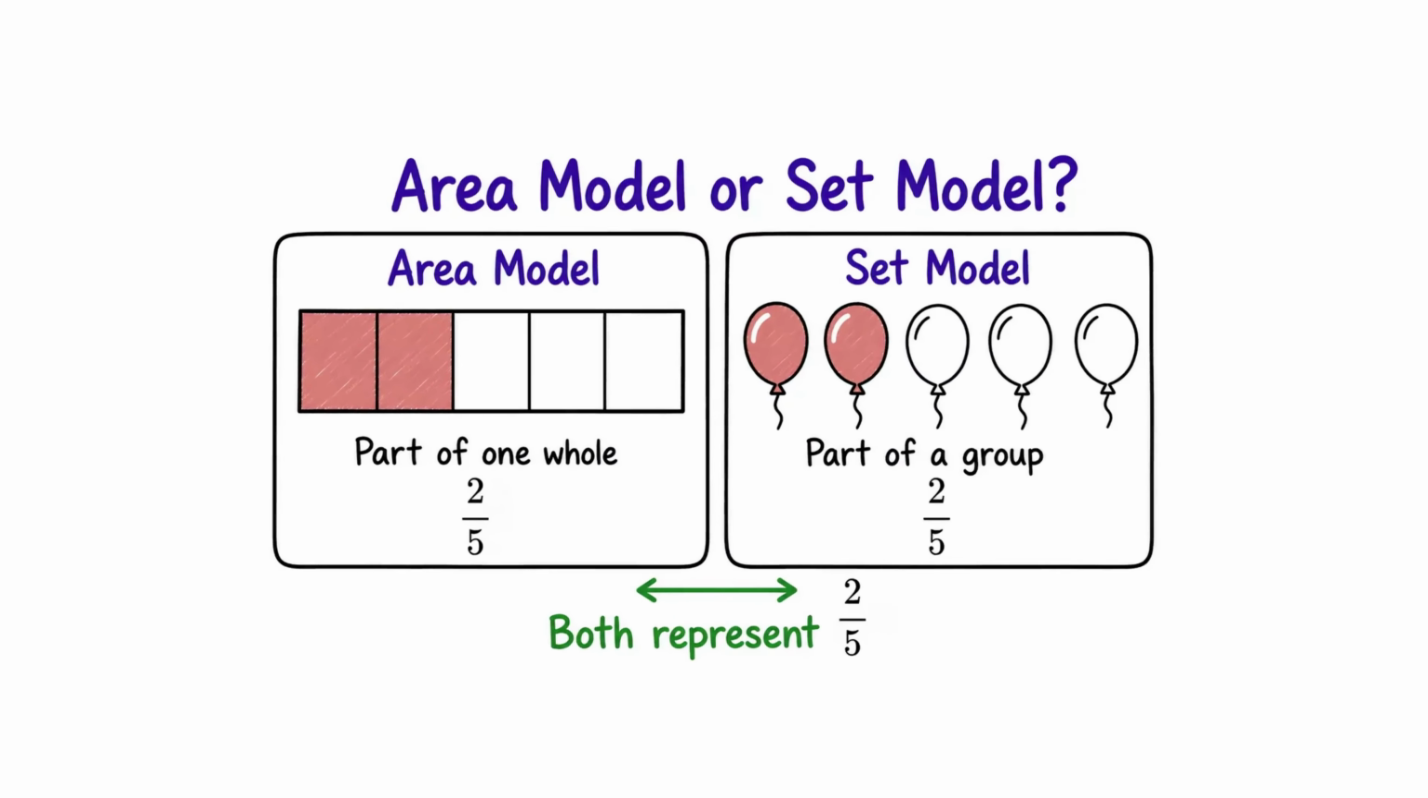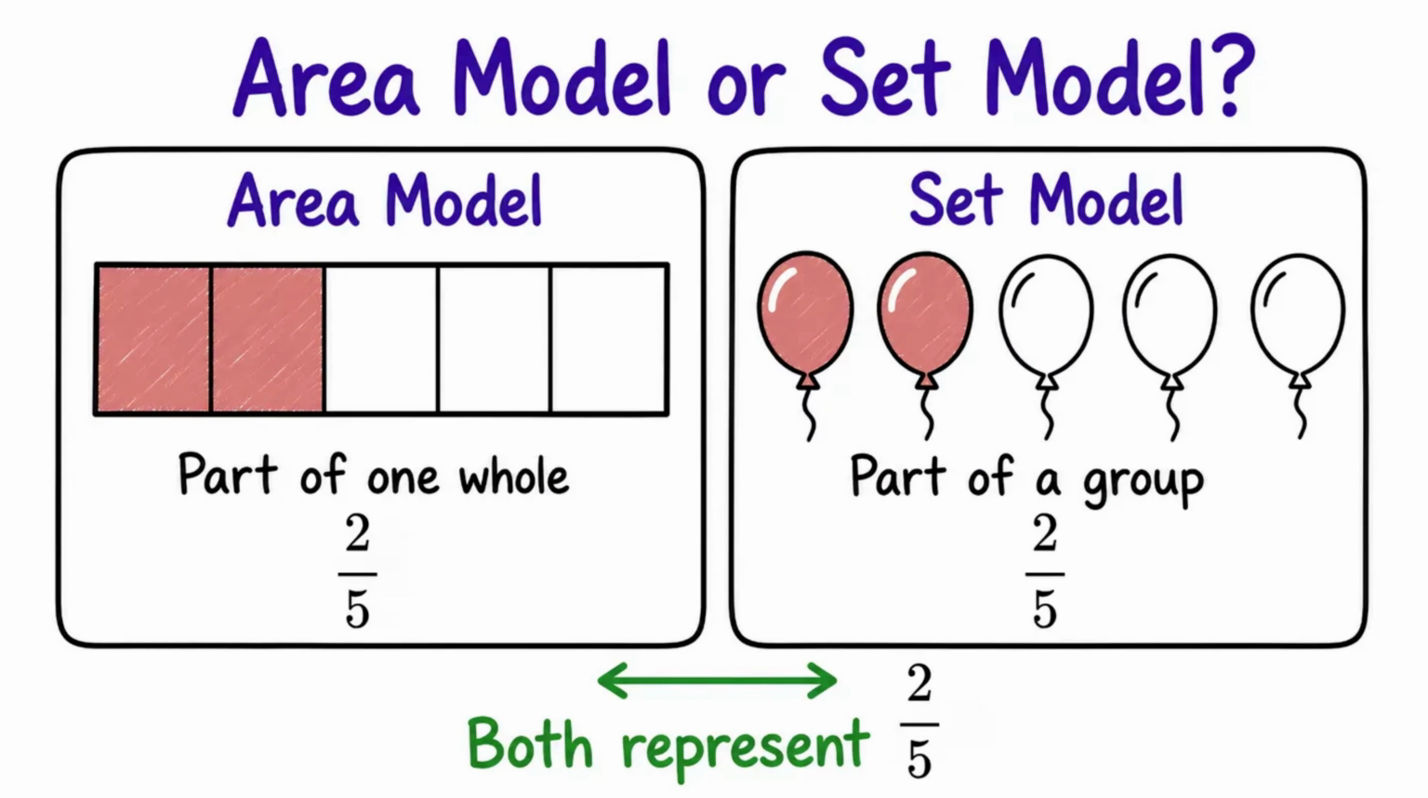Let's compare an area model and a set model. In the area model, one whole rectangle is divided into 5 equal parts, and 2 parts are shaded. In the set model, there are 5 separate balloons, and 2 are selected. One model shows part of a single whole. The other shows part of a group. Even though they work differently, both models represent 2/5.